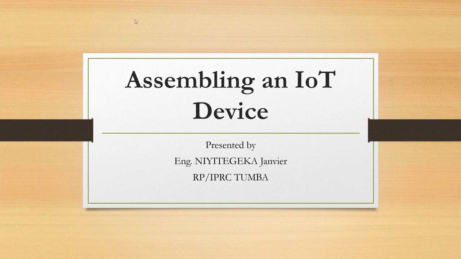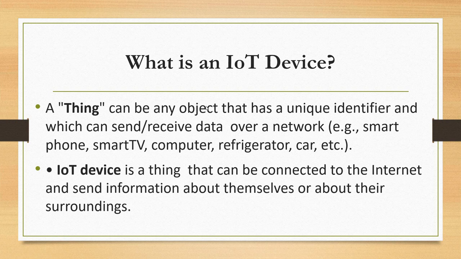So today we are going to talk about how to assemble an IoT device. So what is an IoT device? In the Internet of Things, a thing can be defined as an object that has a unique identifier and which can send or receive data over the network.